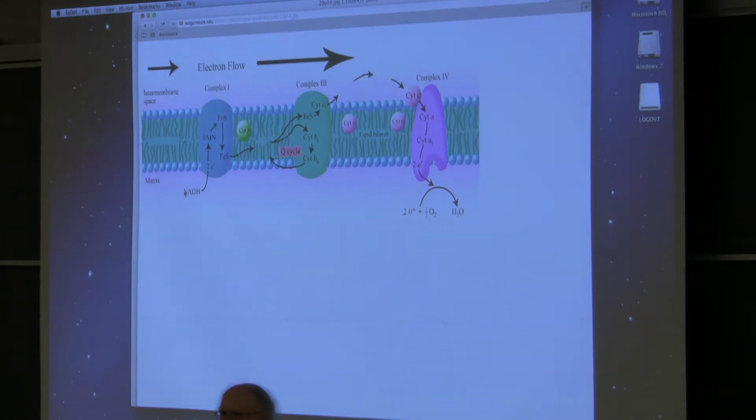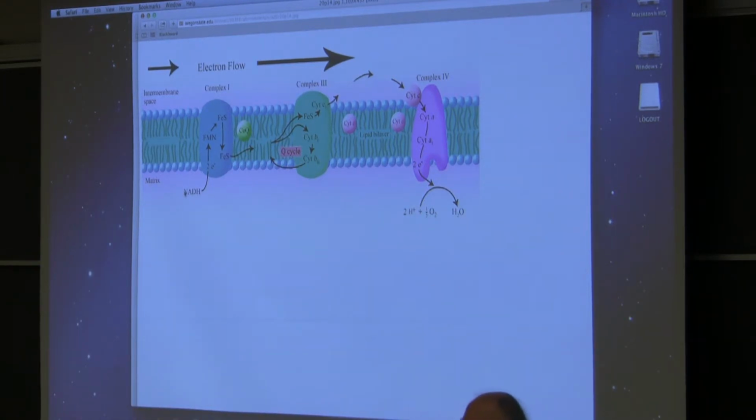What does that mean? That means that if electrons are coming from NADH, they're going to kick out more protons than if they're coming from FADH2. Right? Because FADH2 is bypassing complex 1. We're not going to get as many protons kicked out. And if we don't get as many protons kicked out, we're not going to make as many ATPs. All right?